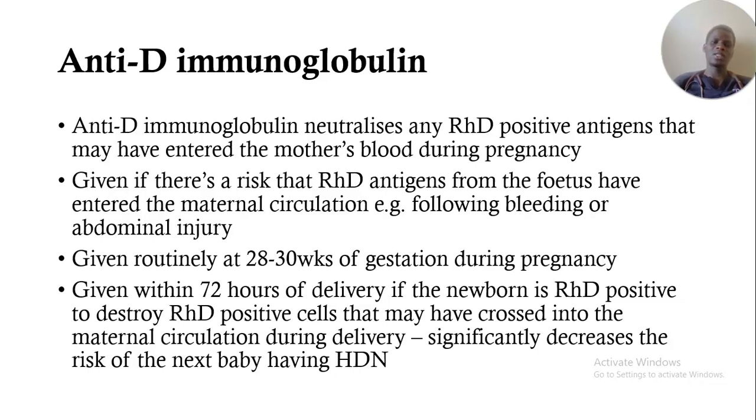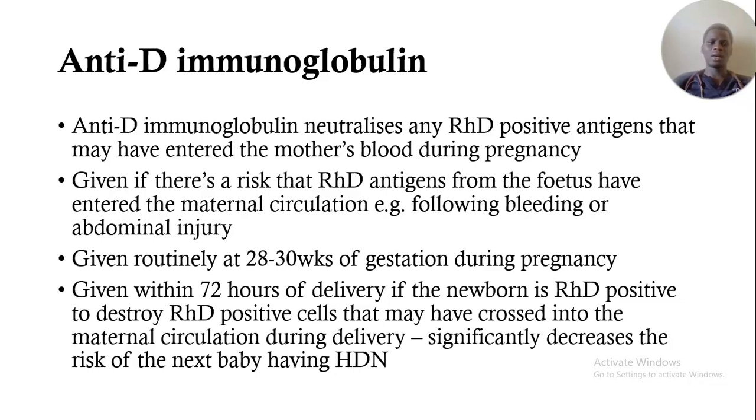So starting with anti-D immunoglobulins. These immunoglobulins are mainly given routinely at 28 to 30 weeks of gestation during pregnancy, or it can be given within 72 hours after delivery of the newborn. So it's like the antidote for these cases because it significantly decreases the risk of HDN in the next baby.